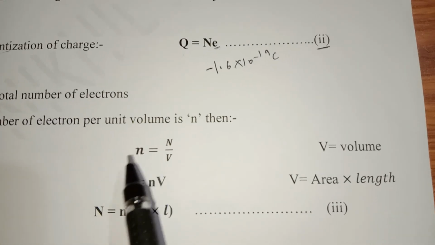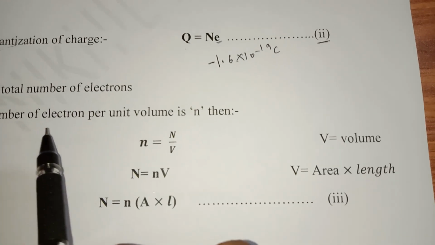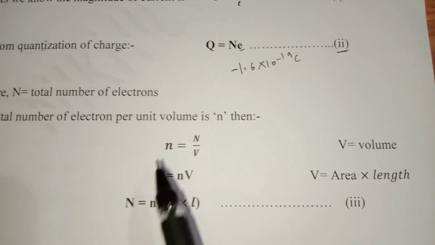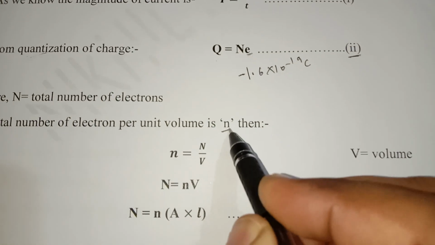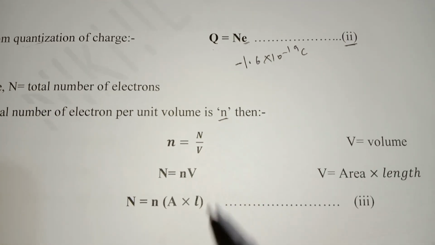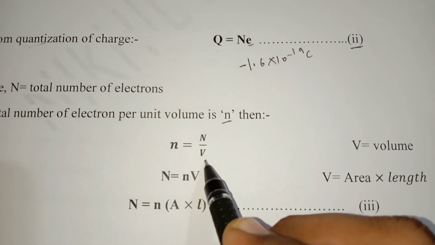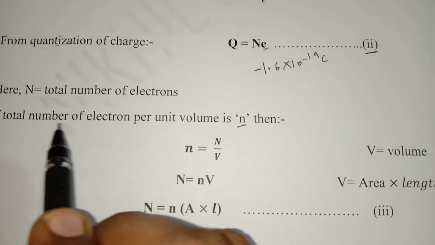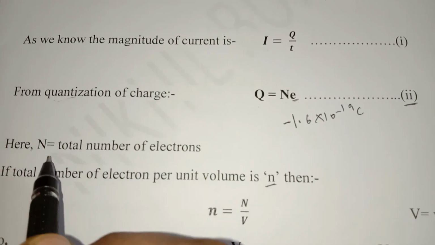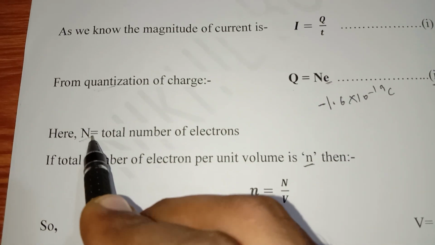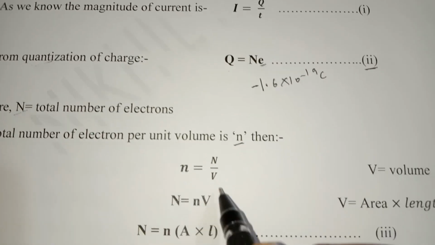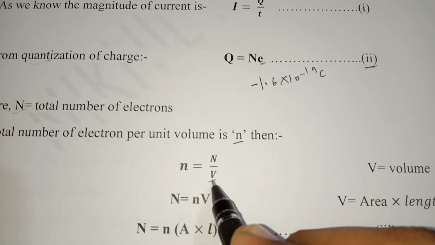So as we see, the total number of electrons per unit volume is denoted by small n. This can be written as small n equals capital N by V. As we say, the total number of electrons is represented by capital N per unit volume, and let's consider V volume is there.